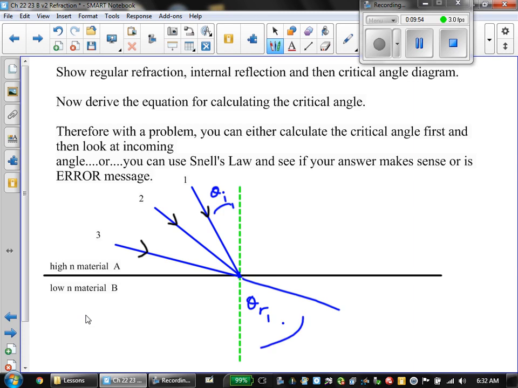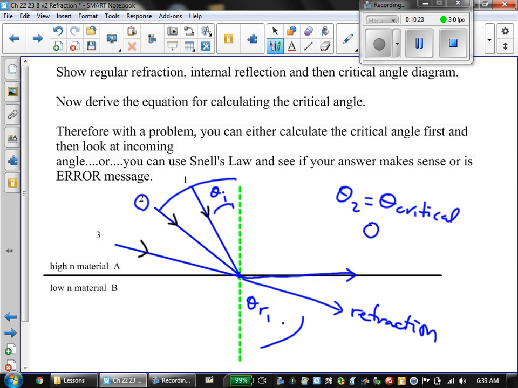There is a very particular angle shown here as theta 2. This theta 2 is what we call the critical angle. If I send it in exactly at the perfect angle, and you can calculate this, and I'll show you in just a second how to calculate this, if the light comes in exactly at the critical angle, then the light will actually go out along the boundary. So in this case, theta 2 equals theta critical. And that means theta r will equal, well, if you remember, it's always relative to the normal line, so this angle would actually be 90 degrees.